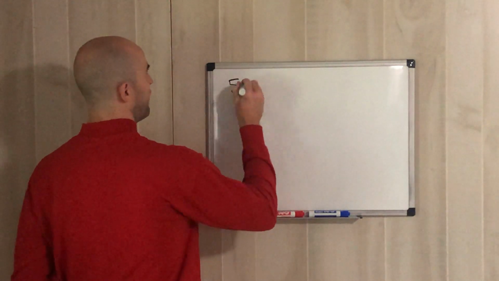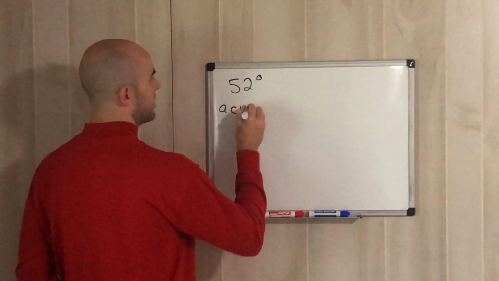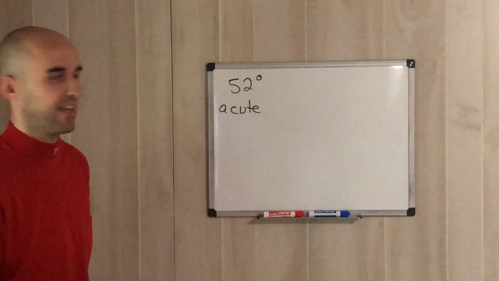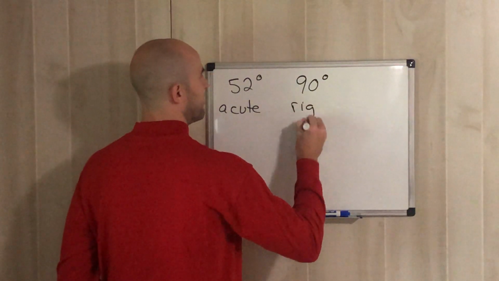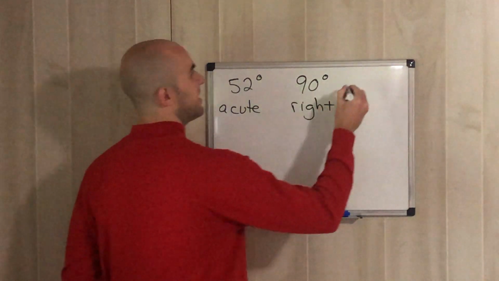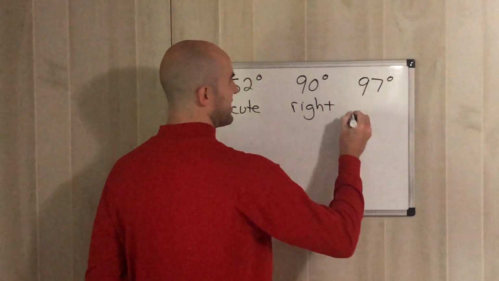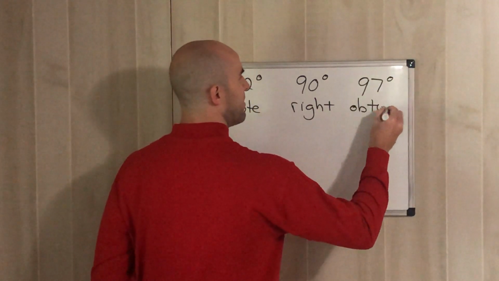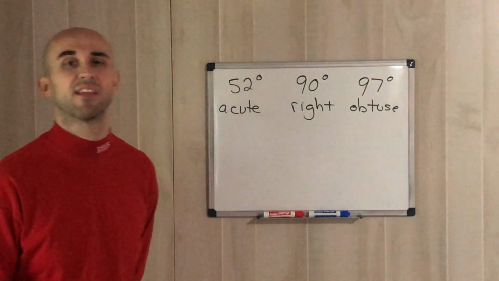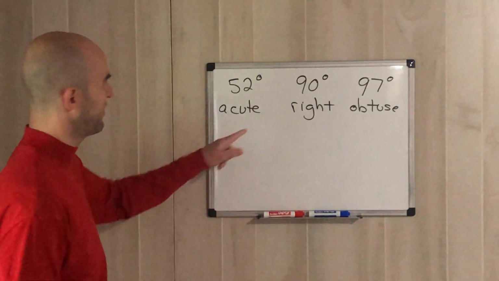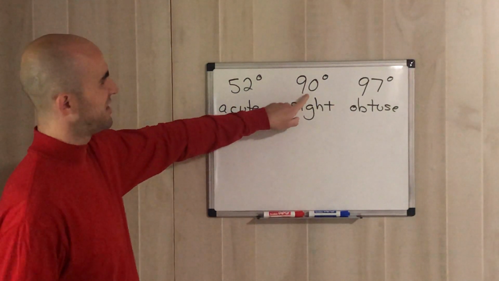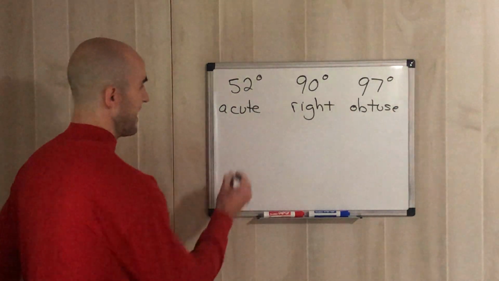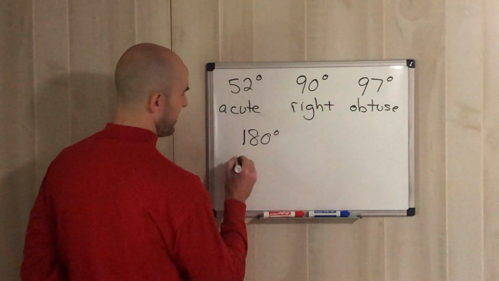So always think that. Now again, if you were to see something that's 52 degrees, that's acute, because it's greater than 0, less than 90, right? If you were to see something that's 90 degrees, that's right, because again, it's exactly 90 degrees. If you were to see something that's, say, 97 degrees, that's going to be obtuse, because again, an obtuse angle is always greater than 90, less than 180. So always remember, if it's less than 90, it's acute. If it's greater than 90, it's obtuse. If it's exactly 90, it's right. And if it's exactly 180, it's straight.